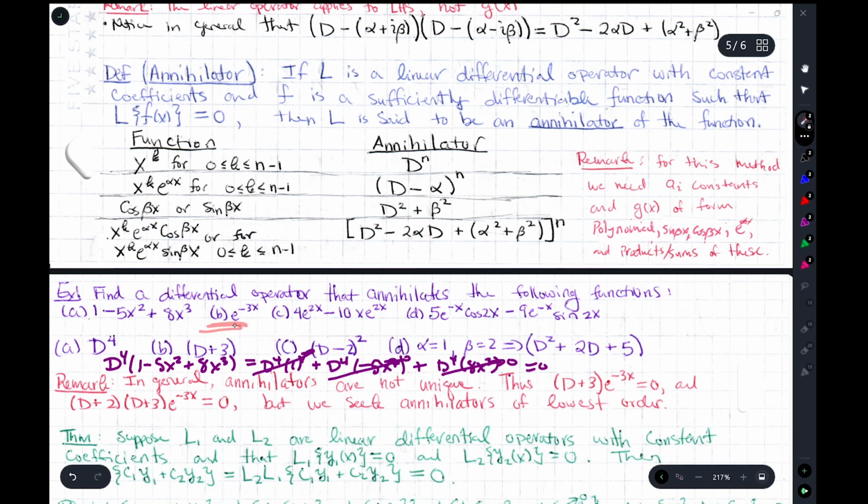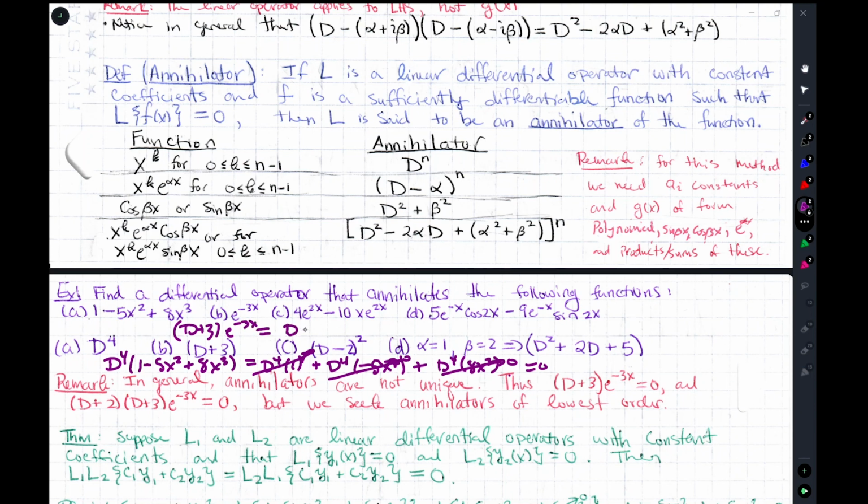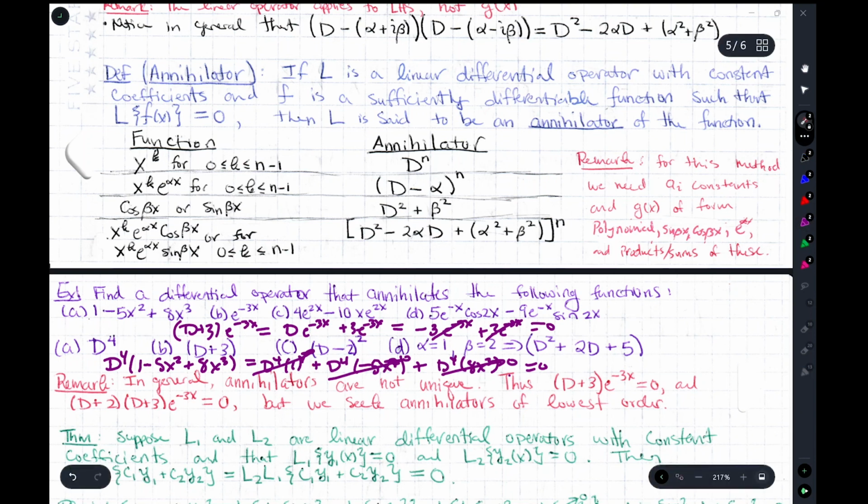For B, D plus 3, and you could see that by operating D on e to the minus 3x plus 3 e to the minus 3x. Well, the derivative of e to the negative 3x is negative 3 e to the negative 3x. And these cancel and you get 0. And likewise, you could follow the same method here, the same technique that I'm using, and just apply the operator on this one here, you'll get 0.